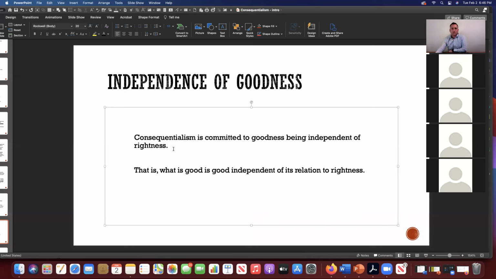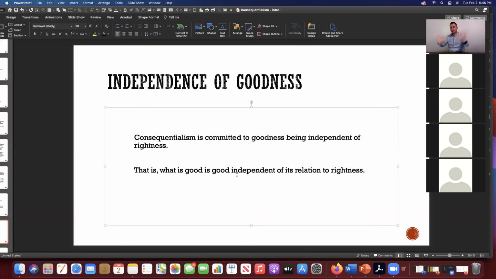Okay. So what is good independent of its relation to rightness. So we're not going to define goodness in terms of rightness. So there's goodness, and it has a kind of independence from rightness, even though when we develop our consequentialism, they come together.